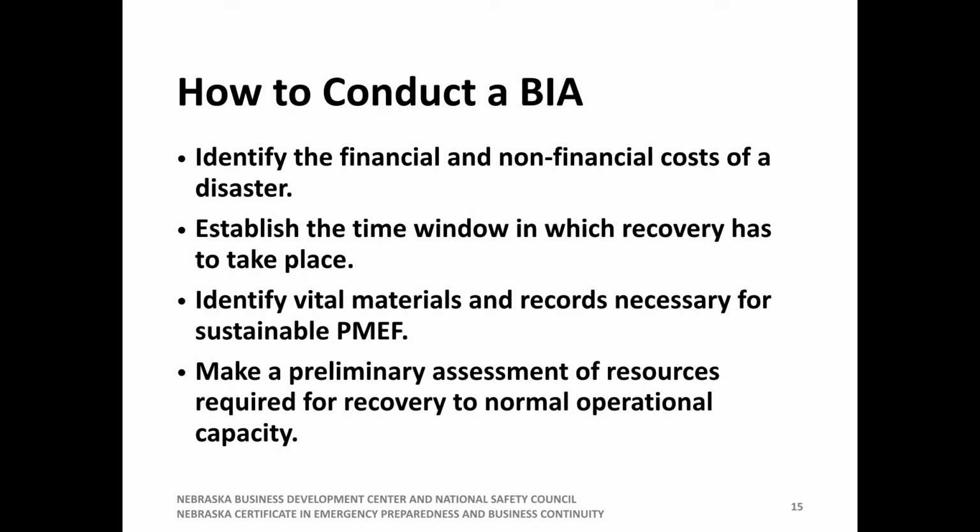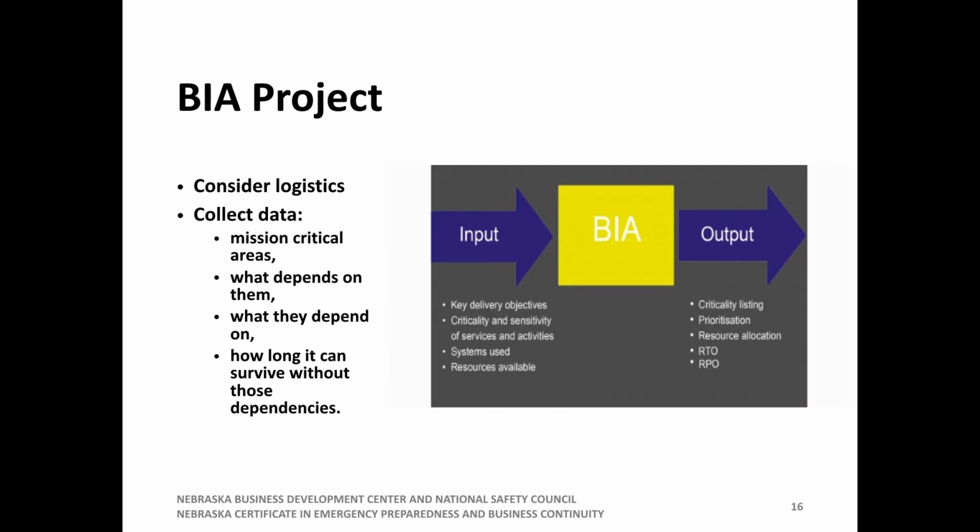It is important to identify the critical materials and records, as well as necessary resources, that will sustain your primary mission essential functions. This may be as simple as a working computer and an internet connection for some businesses, but can be very complicated for large manufacturing plants. And finally, make a preliminary assessment of what potential resources are necessary to get the business back up and running to normal operational capacity.